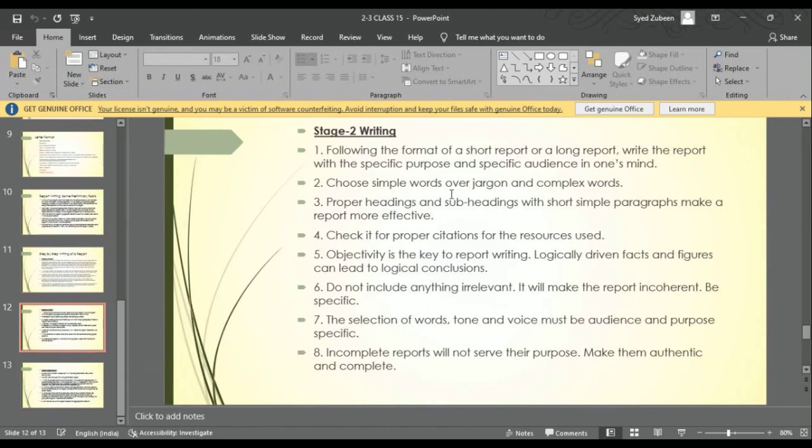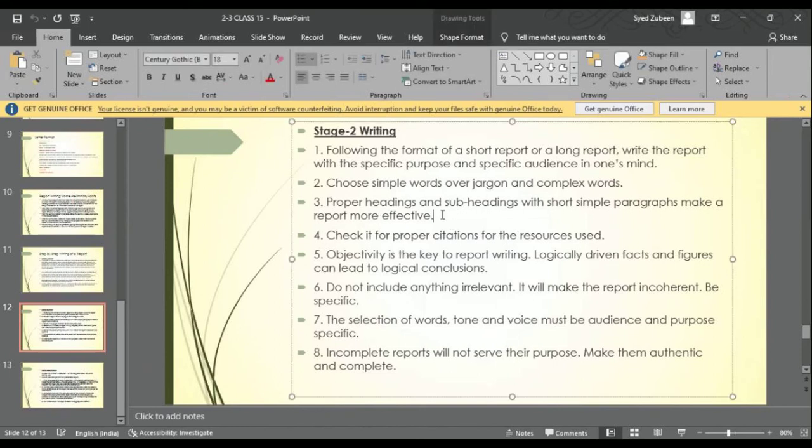Then choose simple words over jargon and complex words. Like any other writing exercise, try to choose words that can express what you want to in the best way possible. Avoid using any kind of complex words or jargon or any kind of difficult words that may confuse the reader of the report. Then proper headings and subheadings with short, simple paragraphs make a report more effective.